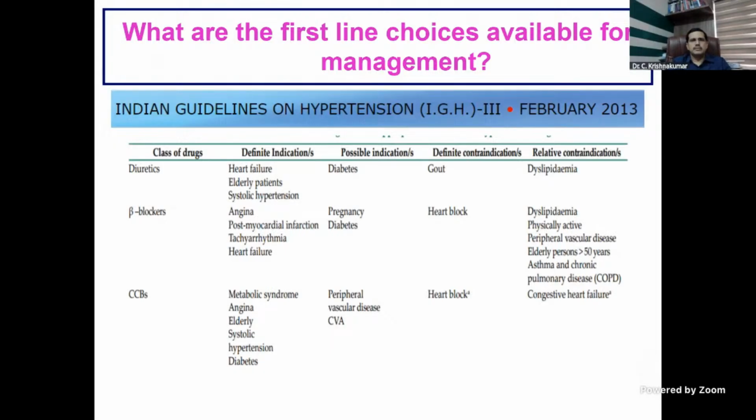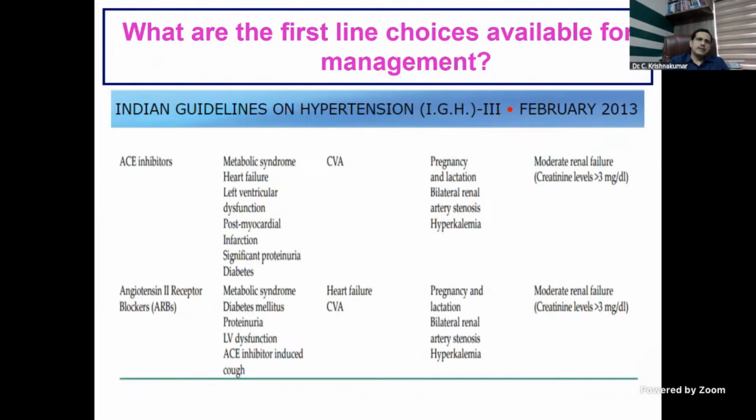Calcium channel blocker: metabolic syndrome is an ideal indication because it doesn't interfere with lipid levels and HbA1c levels. Other indications are angina, elderly, isolated systolic hypertension, and diabetes because it's neutral on HbA1c. Possible indications are peripheral vascular disease, as it is a vasodilator, and CVA is another indication. Definite contraindication: heart block. Dihydropyridine calcium channel blockers can be used in heart block, but verapamil or diltiazem should be avoided in heart blocks. Congestive heart failure is a relative contraindication because it produces vasodilatation, thereby increasing edema.